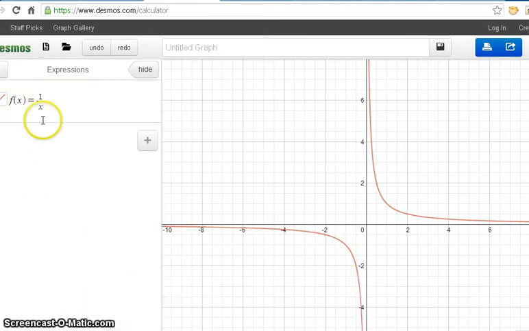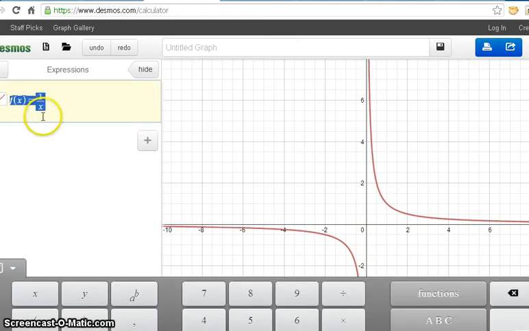And as you can see, the parent function for a rational function is f of x is equal to 1 over x. So the domain of this function is every number except 0, because if you were to substitute 0 into the denominator, you would get 1 over 0, which the calculator cannot compute. So as a result, the rational function looks something like this.